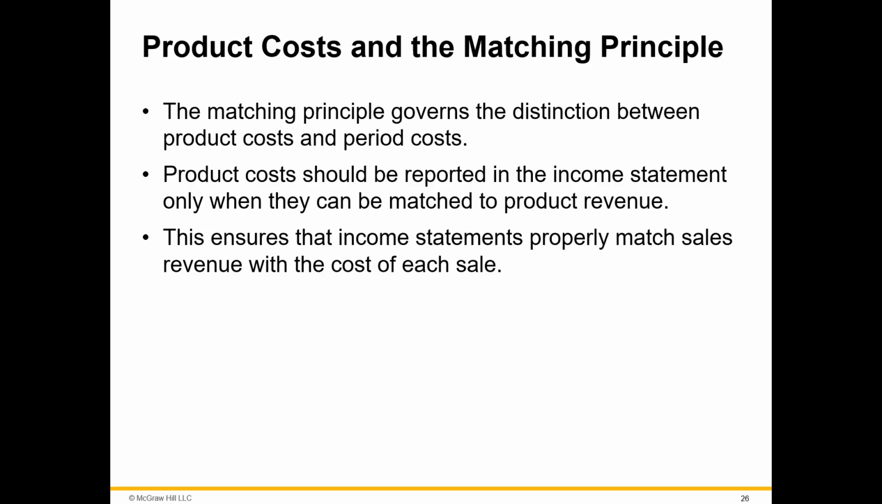Now, as we have product costs, we need to think about the matching principle. The matching principle governs this distinction between product costs and period costs. Now remember, product costs should be reported in the income statement only when they can be matched to produce revenue. So when that inventory is sold, what are we doing? We're recognizing both the revenue and the product cost via cost of goods sold. So note this says this ensures the income statement properly matches sales revenue with the cost of each sale. So how much did we get when we sell it? What was the cost of each one we sold? And so that matches it appropriately.